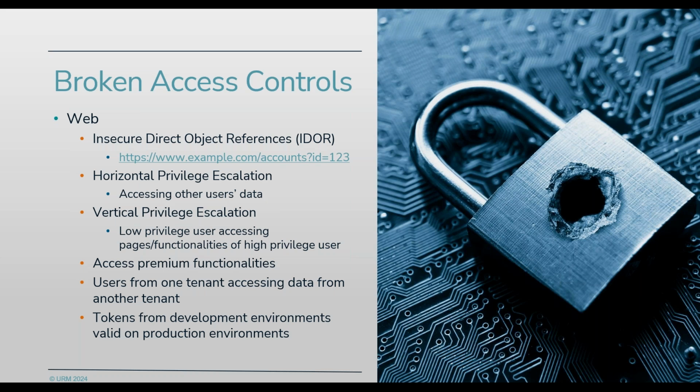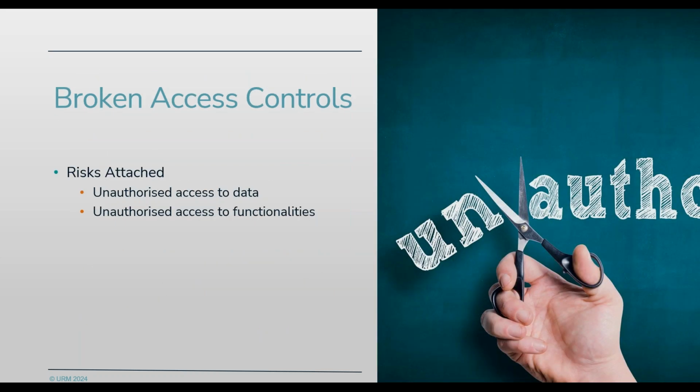But if you request 124, the application says, well, you're not that person, you shouldn't be able to access that data. But if there are not enough checks, you will be able to retrieve that. So that can lead to, obviously, horizontal privilege escalation, and in some cases to vertical privilege escalation, where you may be able to gain access to functionalities as well that you shouldn't be able to access. So those are the main risks: access to data you shouldn't be able to access, or functionalities you shouldn't be accessing.